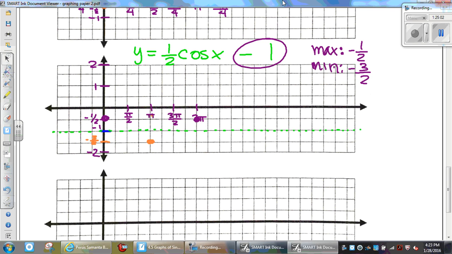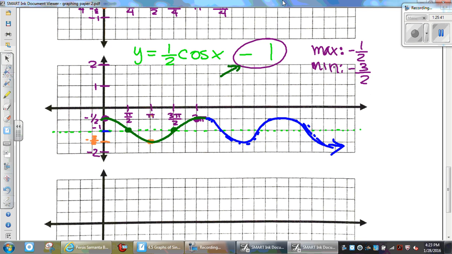Now the 2 points that could have been the x-intercepts if it wasn't for this vertical shift happen at pi over 2 and 3 pi over 2, but they're actually on that reference line that I was talking about. And so your graph after connecting the points will look like this. That will be one full cycle. If we were to keep going, it will look like something, not perfect, but pretty close.